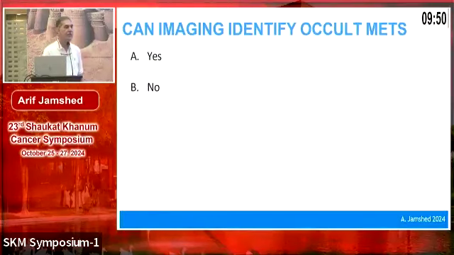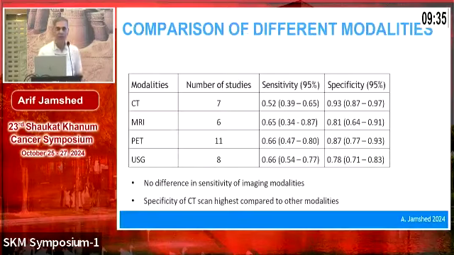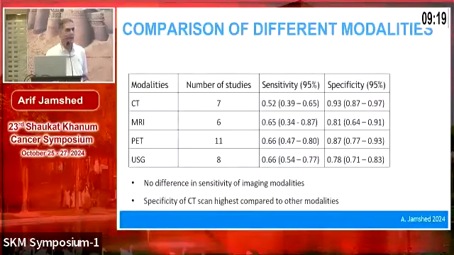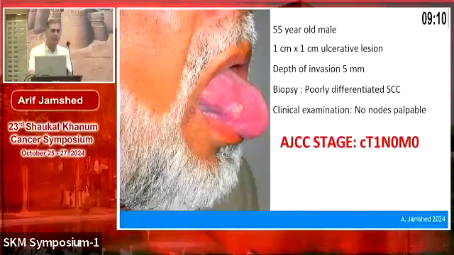One question for you, a simple one again. Can you identify occult metastasis on imaging? By the word itself, occult means, if you can see it, it's no longer occult. So the answer is no. If you compare different modalities in terms of which is the best one, don't read too much into it, just look at the last line. If you want to see the neck nodes, the best imaging modality remains your CT scan. And if you can't see it on the CT scan, you're not likely to see it on any other imaging. In terms of specificity, the CT scan is the best one. So coming back to my patient, he's T1 N0.